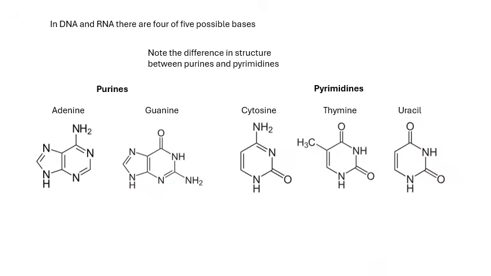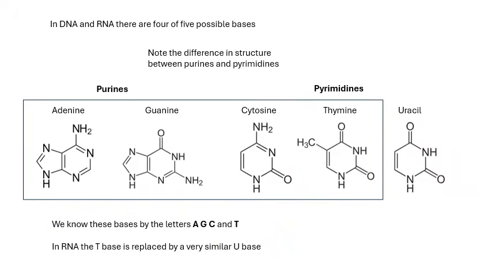Now, in DNA and RNA, there are 4 of 5 possible bases. If you look at them now, as I said, there's two types. You've got purines and you've got pyrimidines. The purines are adenine and guanine, and notice they're a pentagon and a hexagon, and then your pyrimidines are just a hexagon. So the two types of base are purines and pyrimidines.